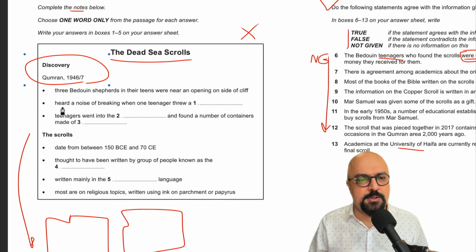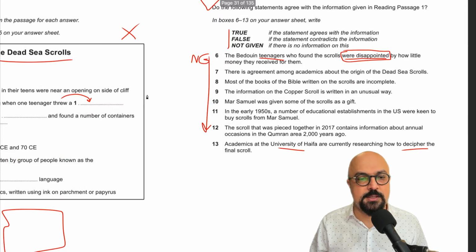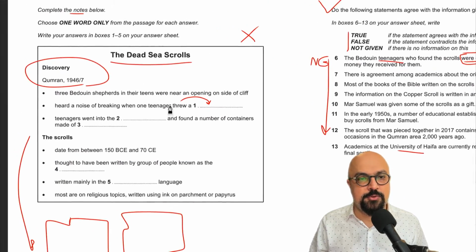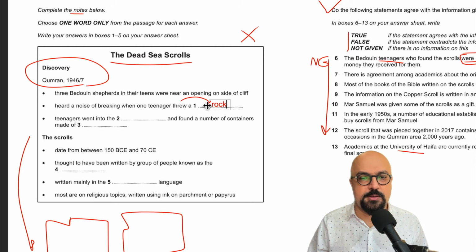We don't need this information. Heard a noise of breaking when one teenager threw... Okay, threw what? So one teenager threw something. What was that? Tossed... Okay, see, one of these young shepherds tossed a rock into... Okay, so the answer is obviously a rock. So we need to spell it correctly. It's R-O-C-K. Sorry, rock. A rock.